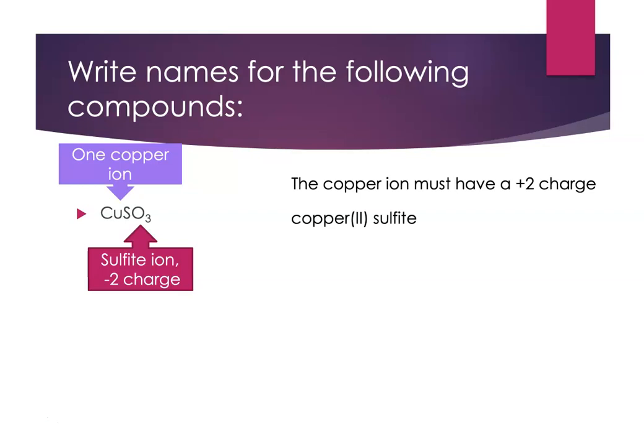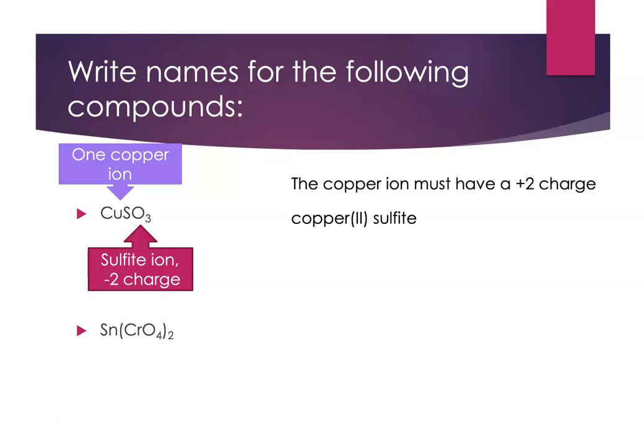And therefore, the correct name of this compound is copper(II) sulfite. Cation name, anion name, right? The Roman numeral II is telling me that the copper ion has a charge of +2. Let's do another example. Sn(CrO4)2. Okay, so I've got a tin cation. Which one? I don't know. We'll have to figure that out.